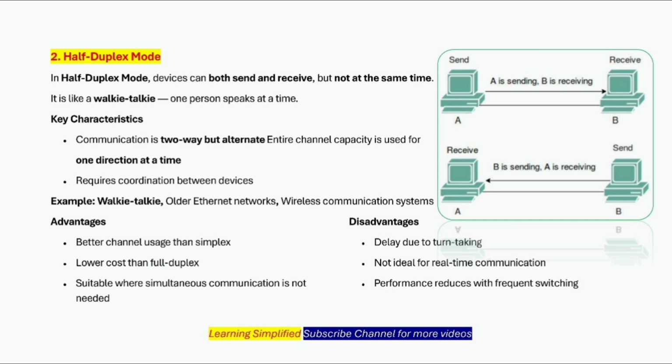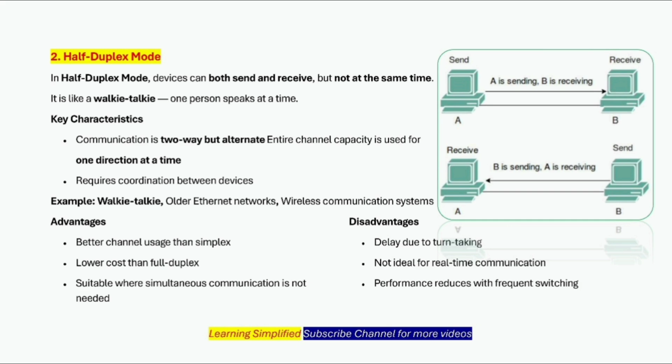Next, let us move to half-duplex mode. In half-duplex mode, devices can both send and receive data, but not at the same time. It works like a walkie-talkie, where only one person can speak at a time while the other listens. In this mode, communication is two-way but alternate.